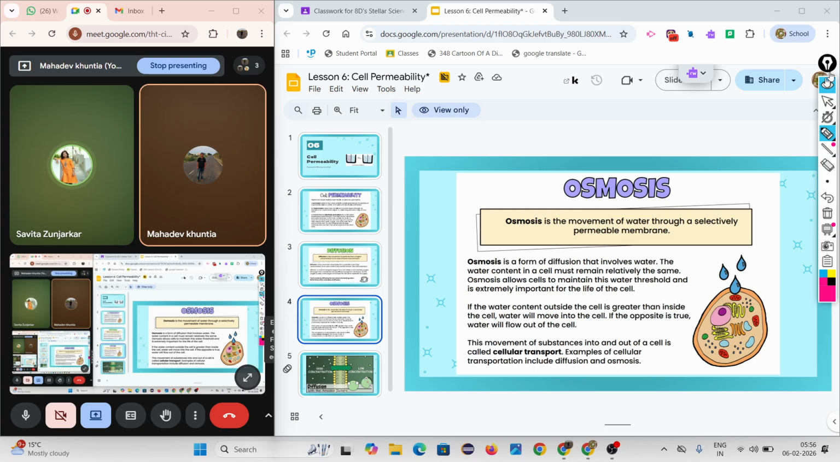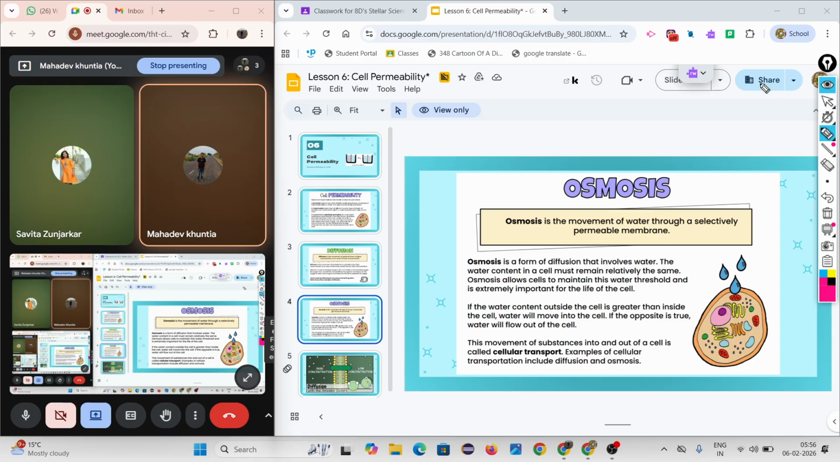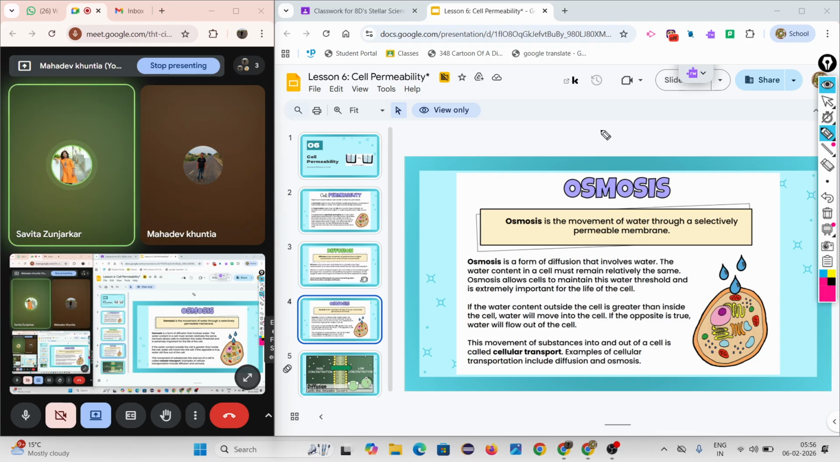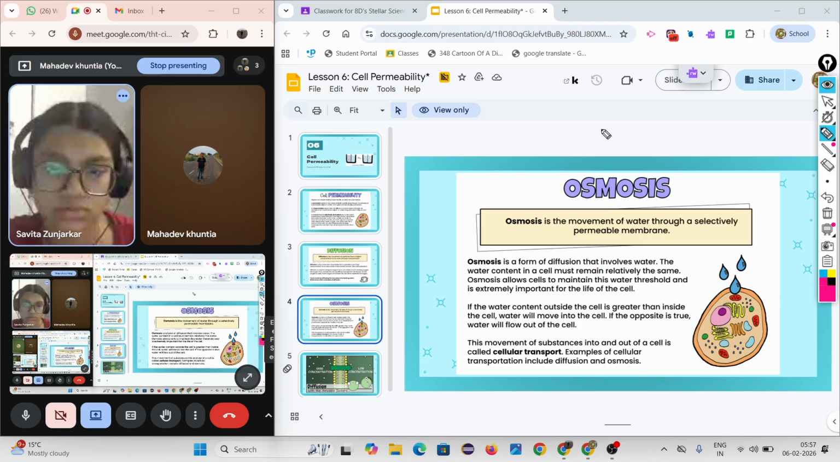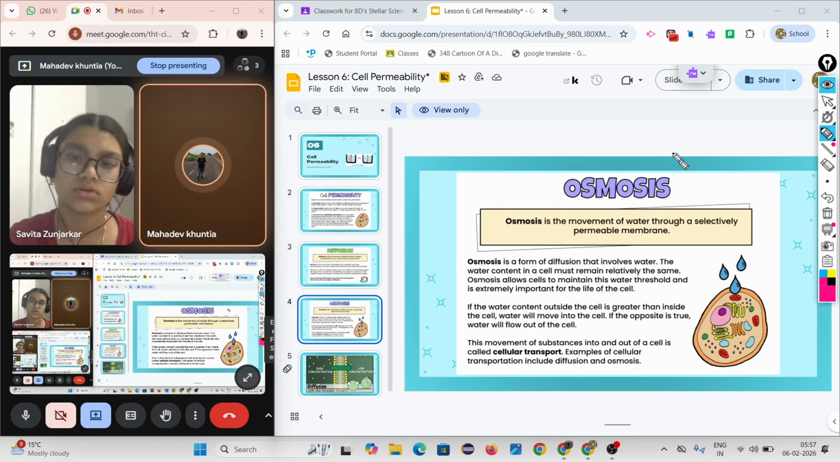Open your camera. But isn't that also permeable? Open your camera first. My camera is closed. Why is my camera closed? First, you are confusing yourself.